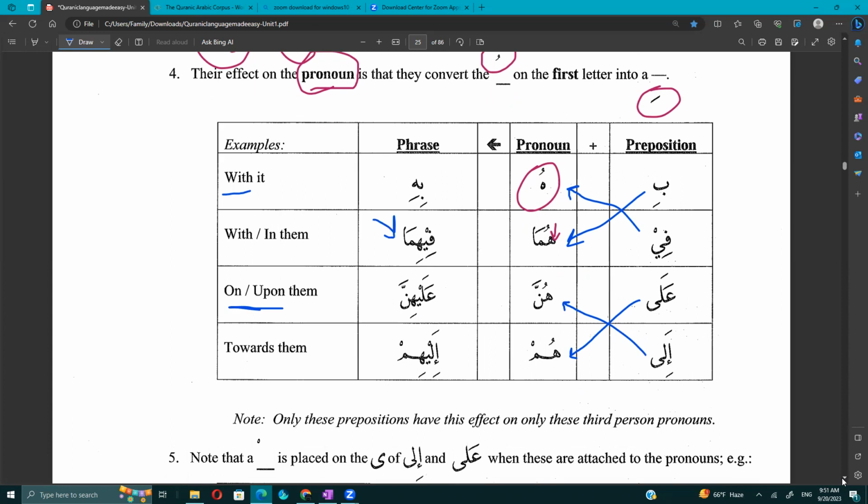Now there is a note. Only these prepositions have this effect on only these third person pronouns. You have to remember, we have a lot of pronouns which we have learned. What are the other pronouns which we learned apart from these attached pronouns? Hu, huma, hunna, and hum. Hu, huma, hum. What about the other pronouns? What are they?